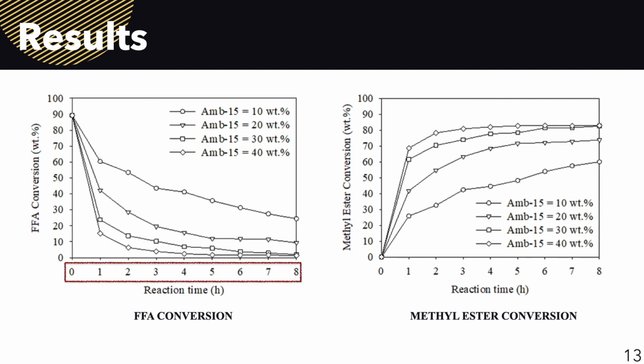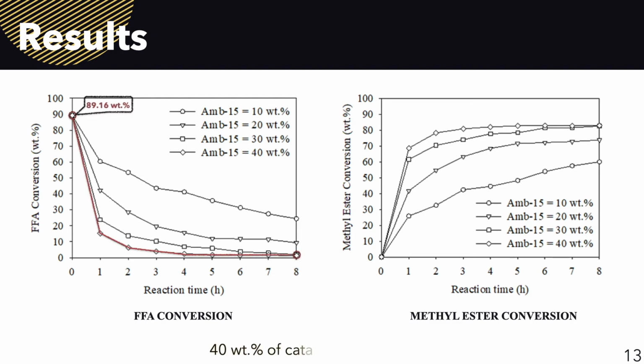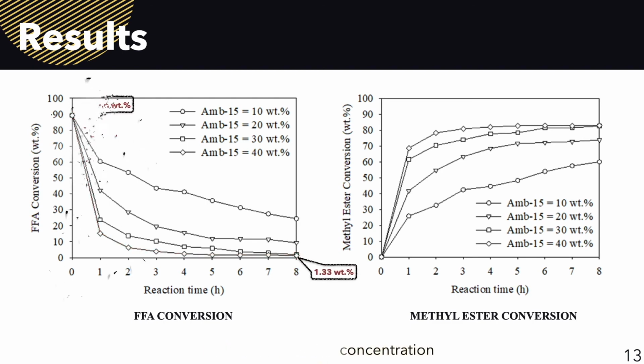The free fatty acid content decreased from 89.16 weight percent to 1.33 weight percent under a catalyst concentration of 40 weight percent, reaction time 8 hours, methanol to oil ratio of 12 to 1, and 300 rounds per minute stirrer speed, and it reaches equilibrium at 5 hours under the same conditions. At other catalyst concentrations, it may take more than 8 hours to reduce the free fatty acid content to be suitable for biodiesel production.